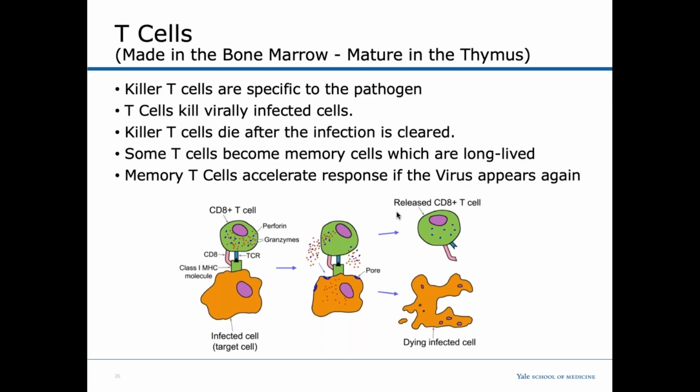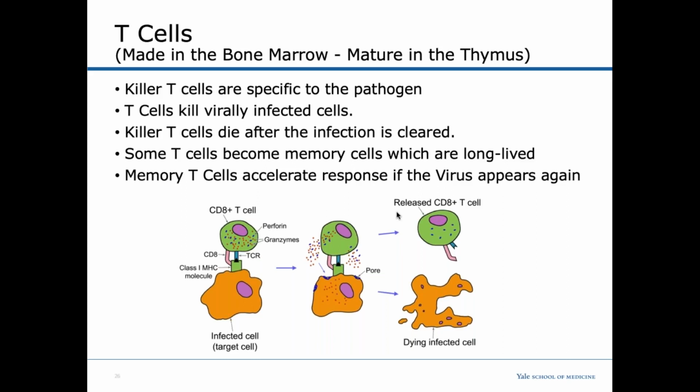So the T cells are called T because they mature in an organ called the thymus, which is right above your heart. And these killer T cells can develop against the pathogen. And what they do is kill virally infected cells.